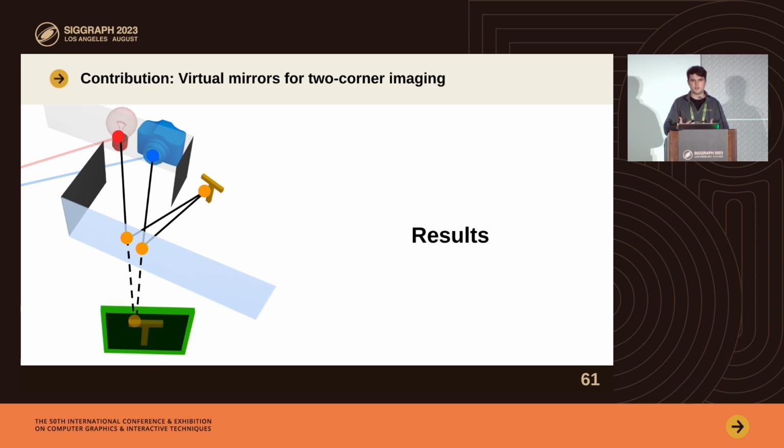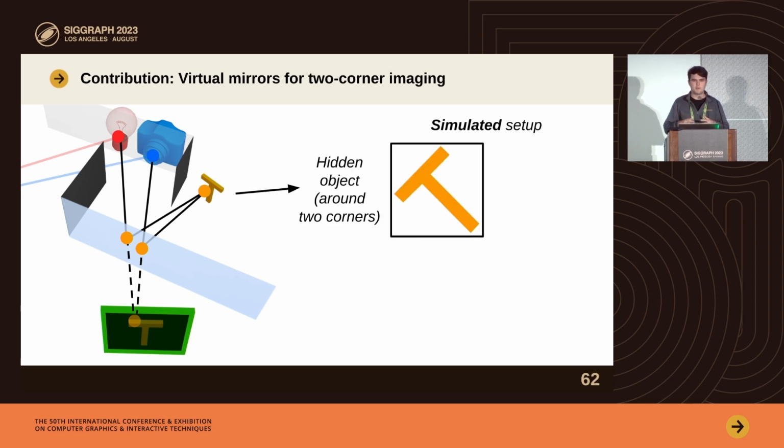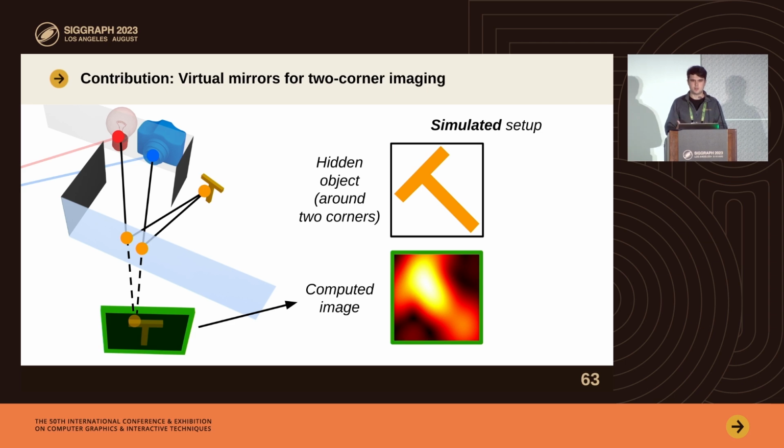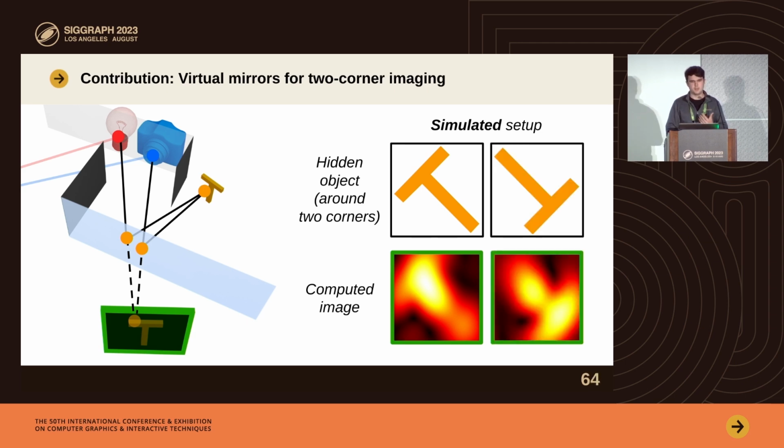Now we can see some results of our procedure. We perform experiments in simulated and real setups. Here you can see the object that we are hiding around two corners, and here is the image that we capture on the reflection of the mirror. We also try to rotate the object by 180 degrees and see that our image also rotates by 180 degrees.